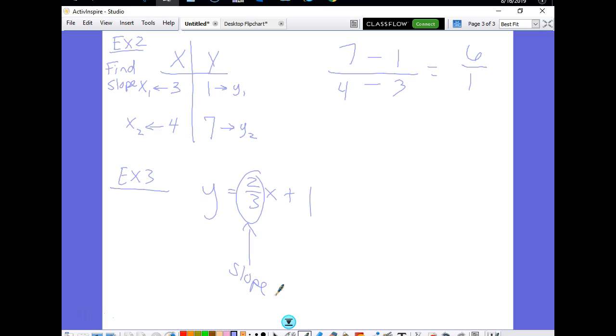By the way, is this function on example 2, is that function increasing, decreasing, or constant? How about this one? It's also increasing because it's still positive, right? That's it. We're good for today.